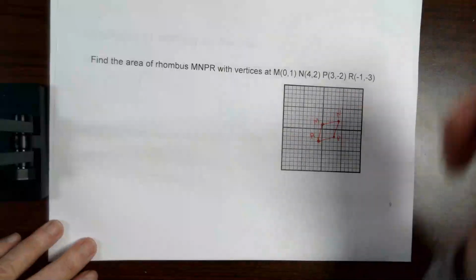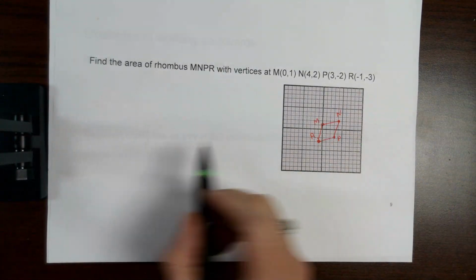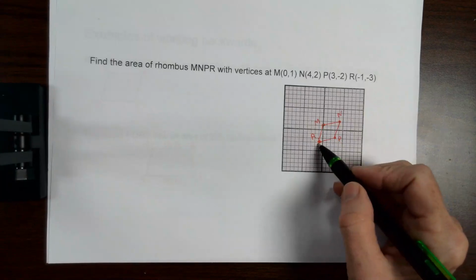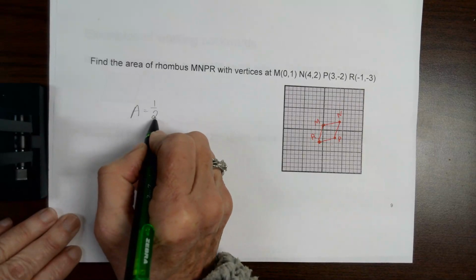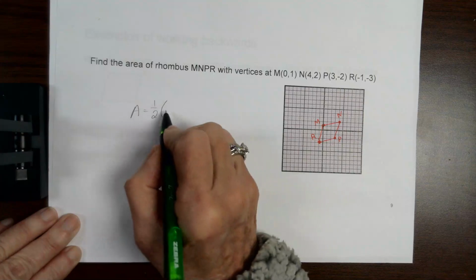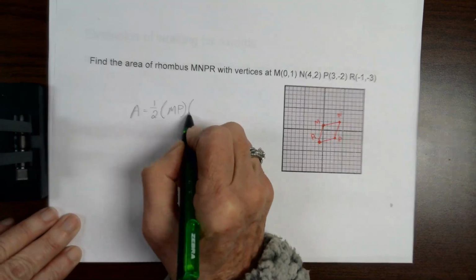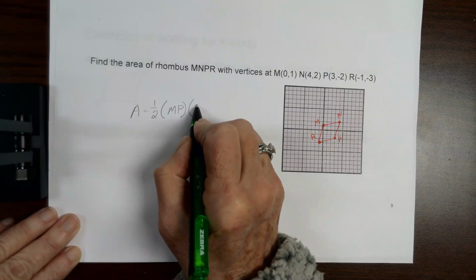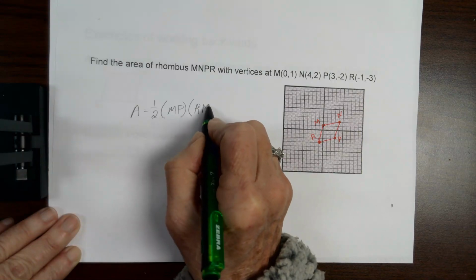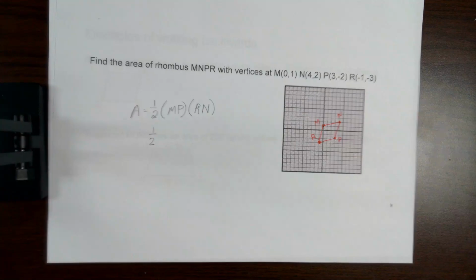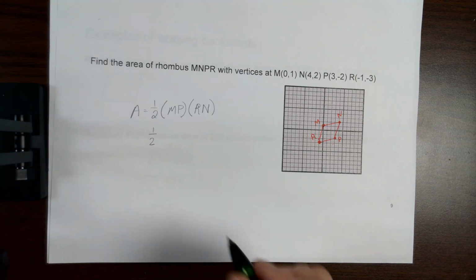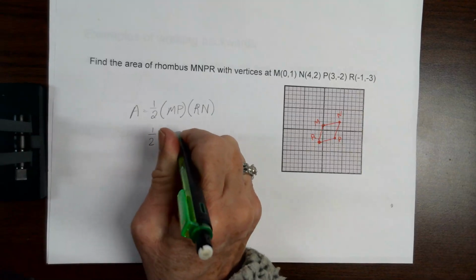Here's another one. Now this one you're going to have to use the distance formula on because it is not directly horizontal or vertical. So the area is going to be 1/2, and then it's going to be the distance from M to P times the distance from R to N. Okay? So I'm going to pick up my calculator, and I'm going to use the distance formula to find M to P, and that's going to be approximately 4.2.